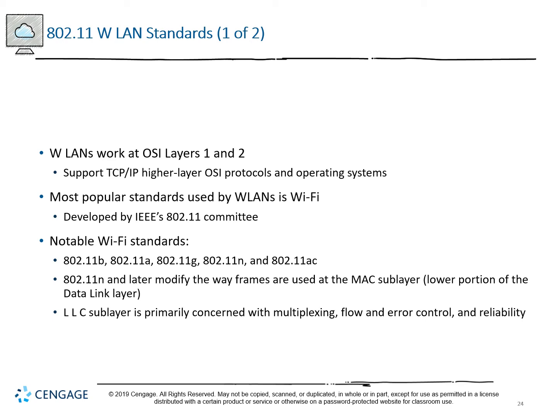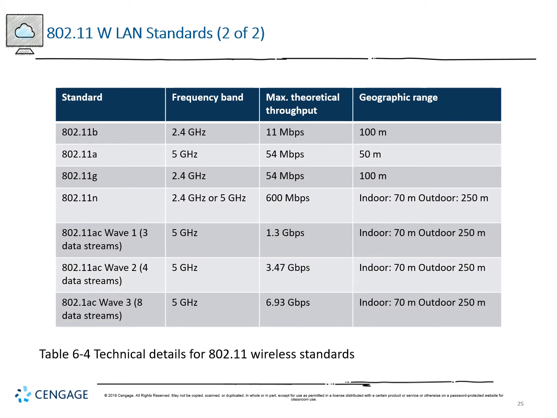Anything from 802.11n and on modifies how frames are used at the MAC sublayer to increase speed of signaling as well as range. The LLC sublayer is primarily concerned with multiplexing, flow and error control, and reliability, things that we deal with for the most part at layer 4 when we get into TCP. So here we see several different standards and their comparisons as far as frequency band, maximum theoretical output, and geographic range.